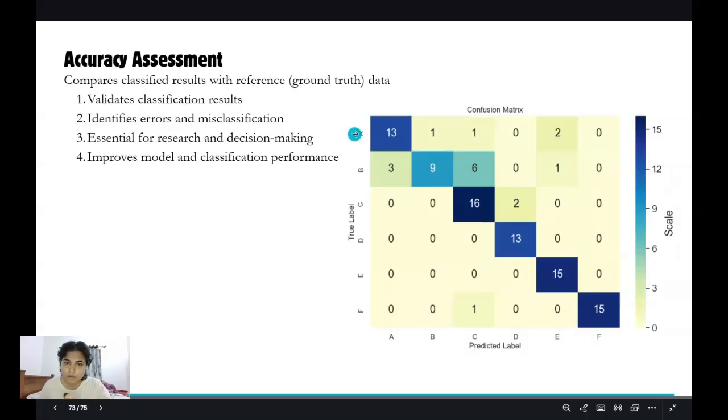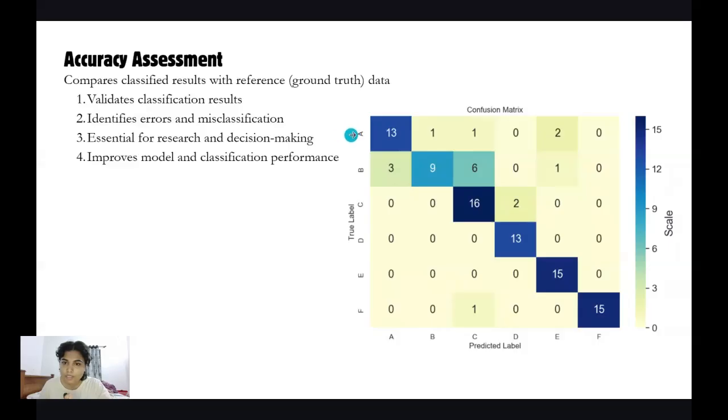This is the true value, that is, these are all water bodies, but only 13 have shown good accuracy. One pixel of water body has shown up as agriculture, let's say, or B. One has shown up as C. Actually it is A, but it has shown up as B, and another two pixels have shown up as E. So what is happening? If all 17 were to be classified perfectly, then this number would have been 17.